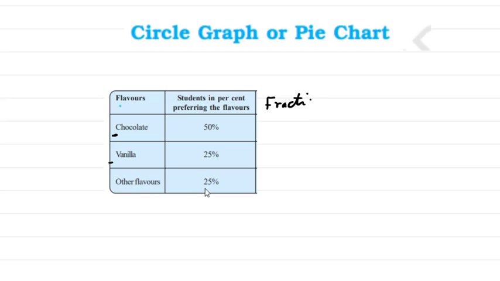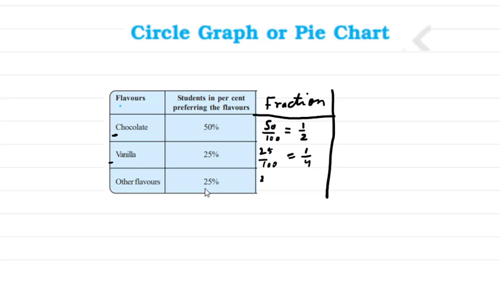So the step for making the graph is, first you will find the fraction. Actually here the number of students is given as a percentage, so you will write it in fraction form. The first fraction will be 50 by 100, so you will get 1 by 2. The same way, the second you will get 25 by 100, so it will give you 1 by 4. The last one will also be 25 by 100, so it will give you again 1 by 4. So like this you will get the fractions. So the first step is to get the fraction.